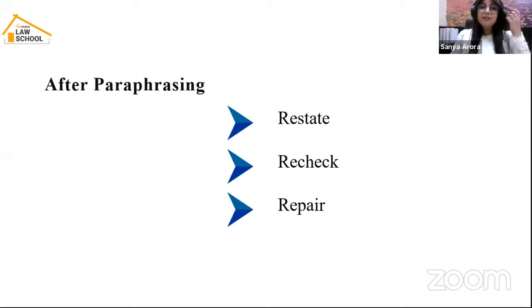After paraphrasing, make sure that you have restated everything, that you've not changed the meaning when you're paraphrasing. Recheck that you're referring to the right paragraph numbers and page numbers, and that when you refer to a certain page number, that point can be found there only. You have not mixed up the information. So rechecking is very important. Again, if you find any anomaly, if you find any mistake, repair it.